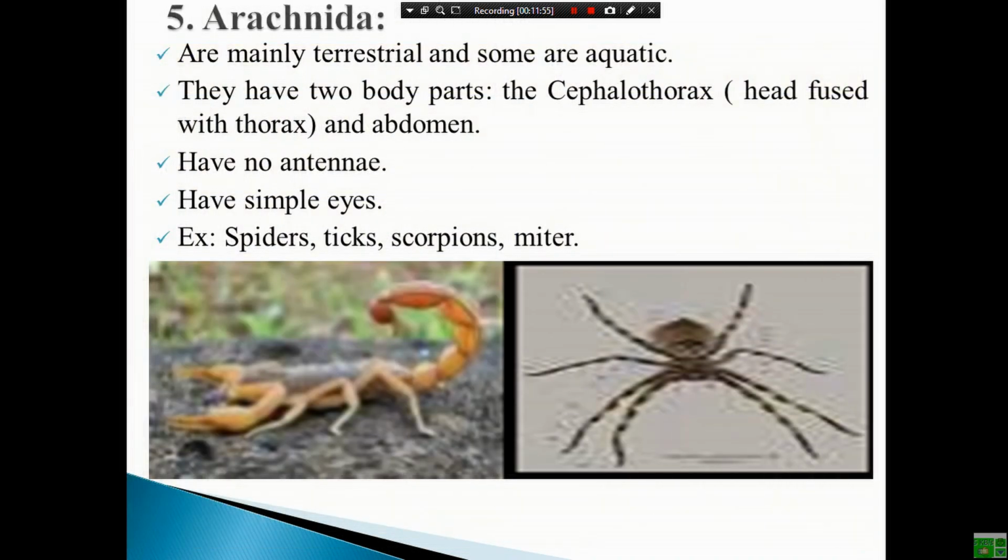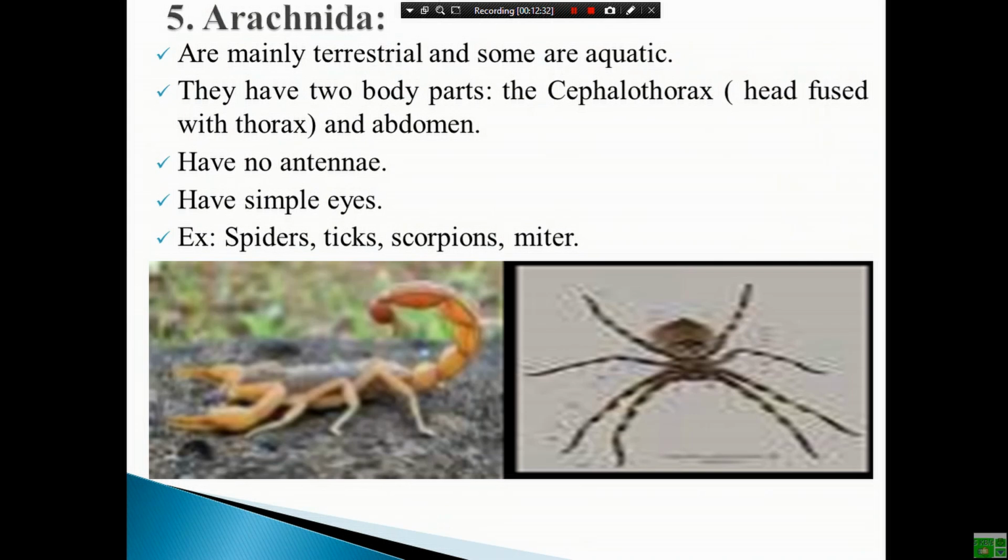Let's discuss the last class of phylum Arthropoda, which is class Arachnida. They are mainly terrestrial and some are aquatic. They have 2 body parts, the cephalothorax, which means the head is fused with the thorax, and the abdomen. They have no antennae. They have simple eyes. Examples of these members are spiders, ticks, scorpions, and mites. This is how they look.